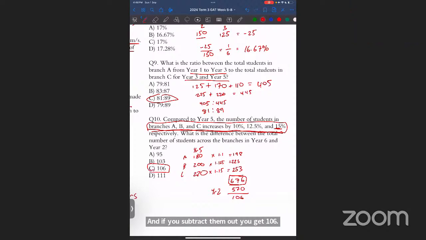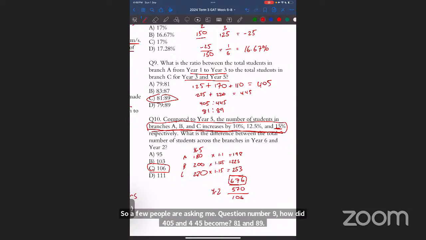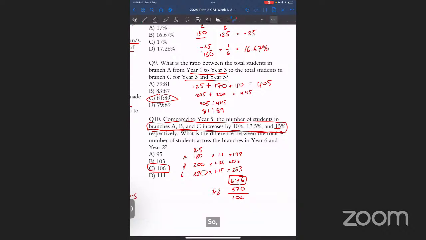Awesome. So let me just read the chat. All right, so a few people are asking me question number 9, how did 405 and 445 become 81 and 89? So Januja, do you understand how I got 405 and 445? Do you understand this line here?